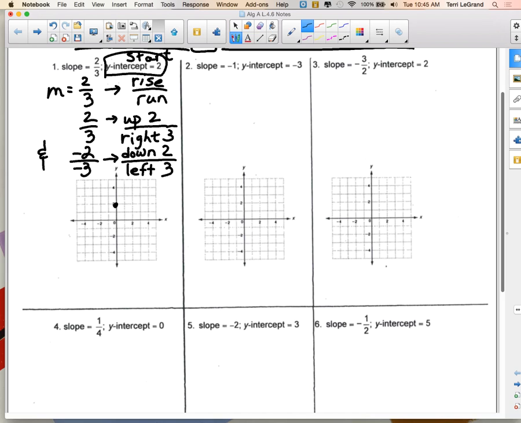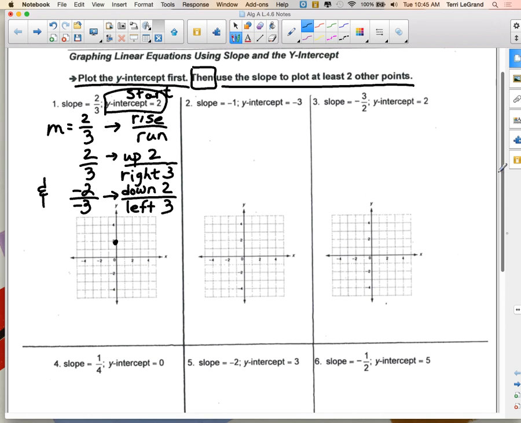In your homework, you will write this out. You only have 8 problems to do, and this is the expectation right here. You will show the 2 different ways you can use the slope, and then you will create 2 points using each of those, okay?